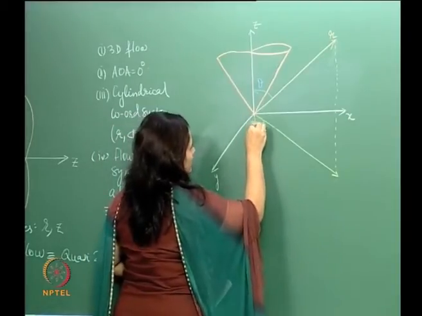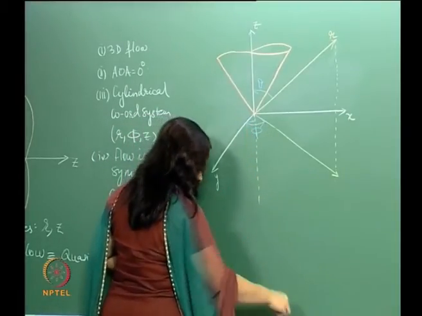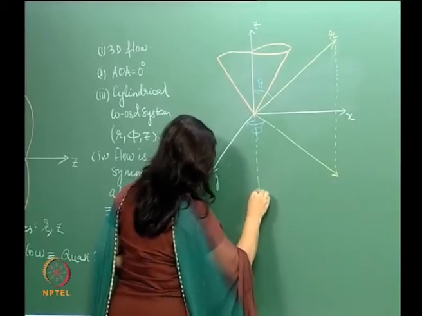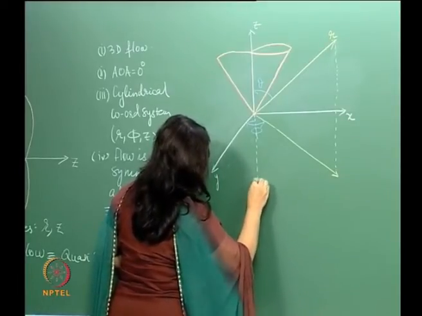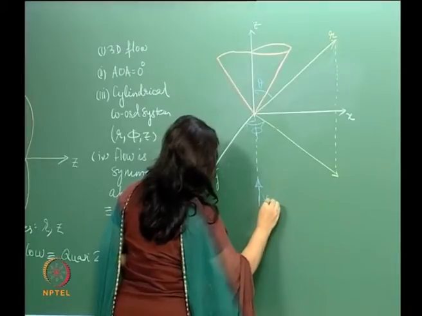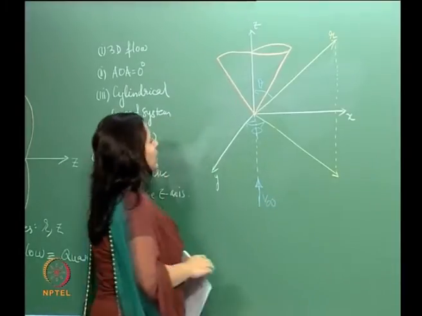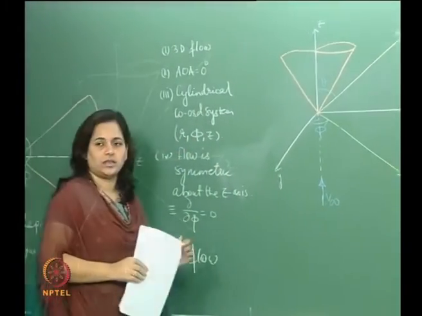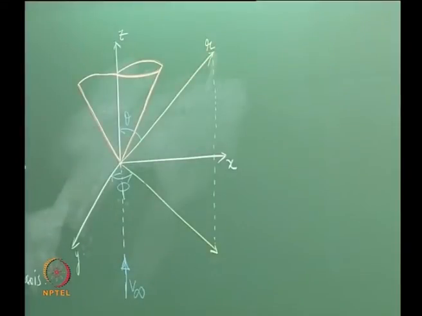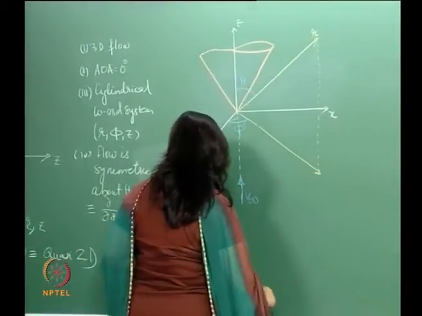Okay, so this is essentially the direction of the free stream. So, this is the direction of the free stream. So, this is the geometrical system that we are looking at. Okay? This is the picture.